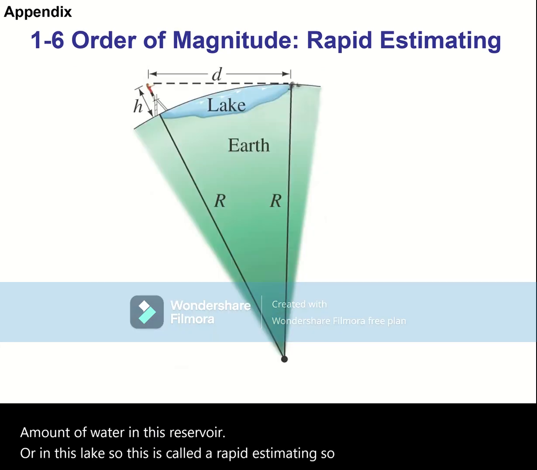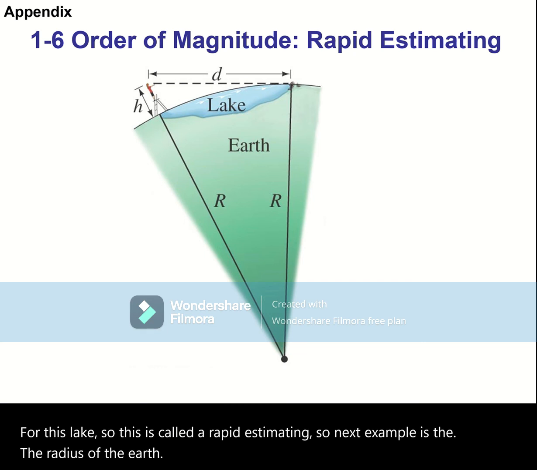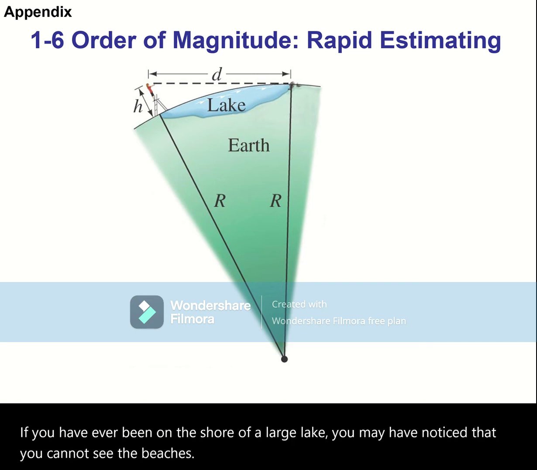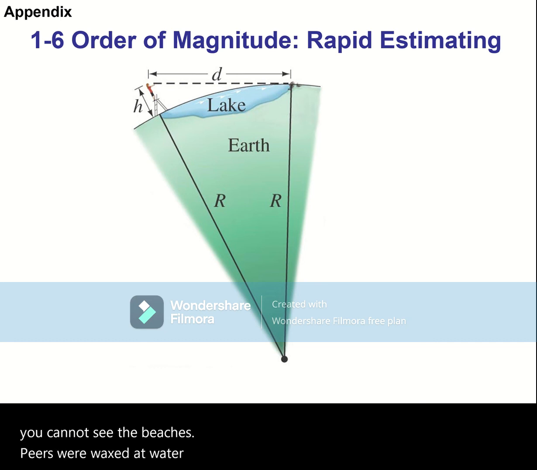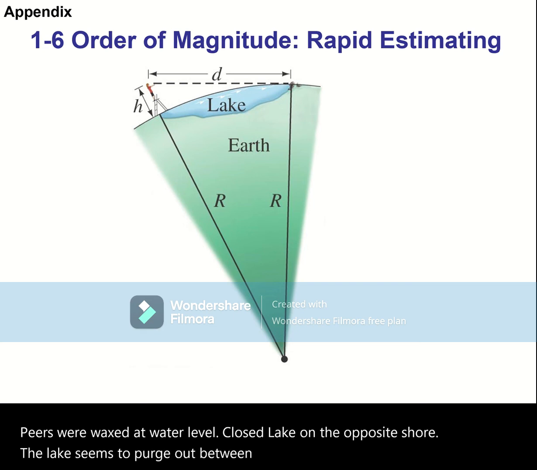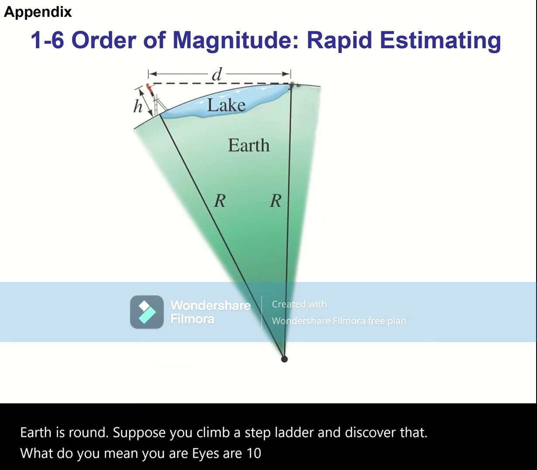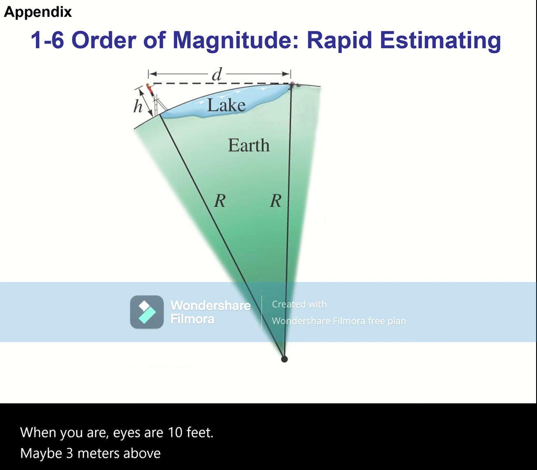Next example is the radius of the Earth. If you have ever been on the shore of a large lake, you may have noticed that you cannot see the beaches, piers, or rocks at water level across the lake on the opposite shore. The lake seems to diverge out between you and the opposite shore, a good clue that the Earth is round. Suppose you climb a step ladder and discover that when your eyes are 10 feet, maybe 3 meters, above the water, you can just see the rocks at water level on the opposite shore.